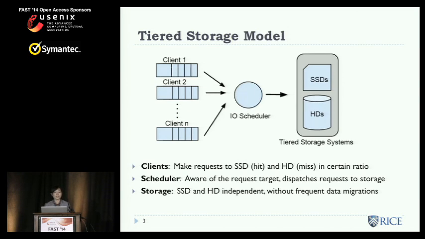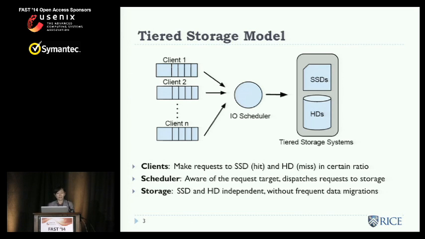So this figure shows the architecture of the tiered storage model used in this paper. The clients make requests to SSD and HD in a certain ratio, and access to the SSD is referred to as a hit, and access to the HD is a miss. Please note that although we use hit and miss, it's not a cache architecture. The hit ratio of a client is the fraction of its requests to the SSD. The hit ratio is assumed to be relatively stable within an application phase.